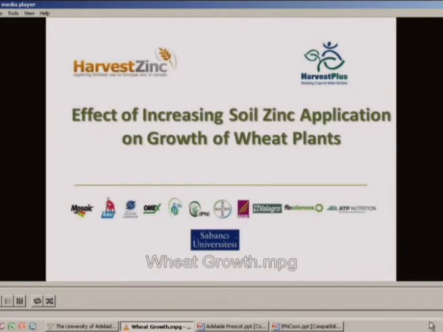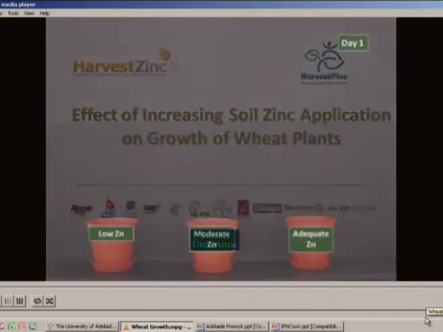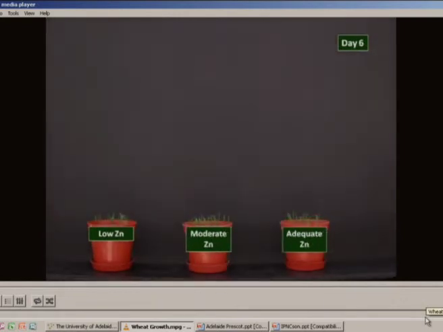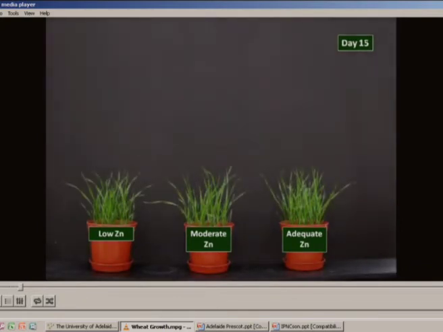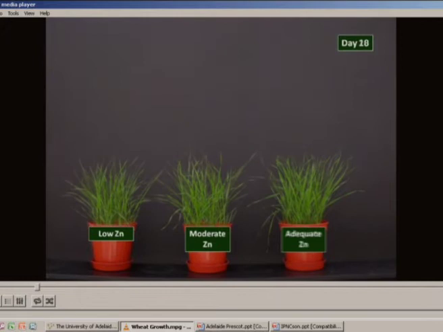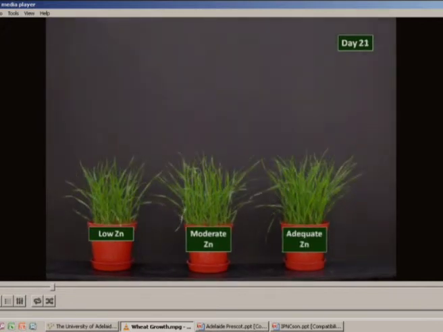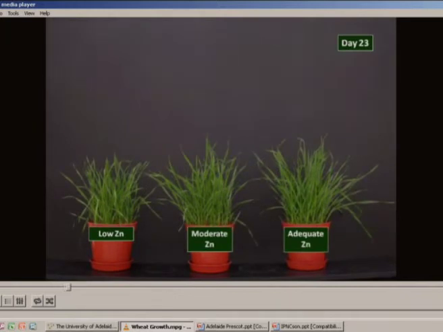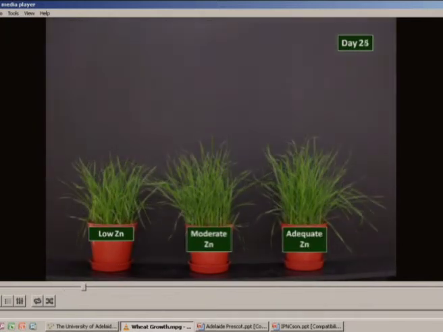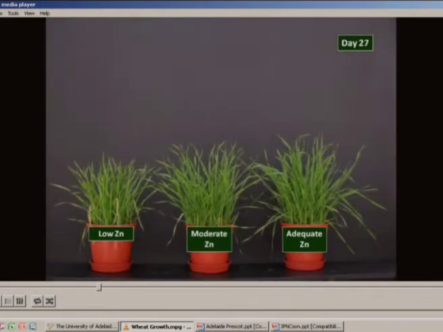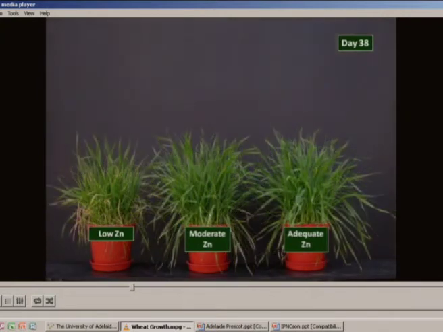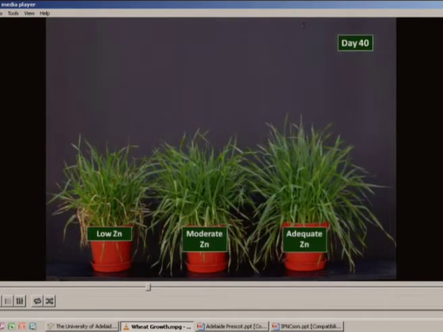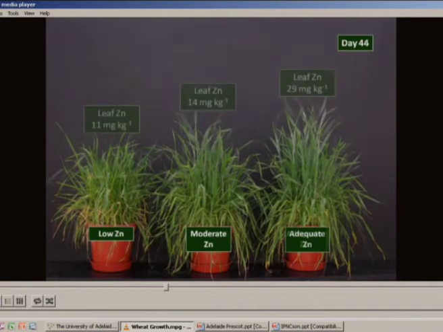So we grow the plants in a zinc deficient soil with low, moderate, and adequate zinc supply. The plant was wheat, and here on the right side you see the plant age. This soil is from Central Anatolia, having DTPA extractable zinc around 1.1 ppm. It's extremely low. After 3 or 4 weeks, plant growth is very significantly affected by the low supply of zinc. You see already at day 40 the symptoms of zinc deficiency in the wheat.